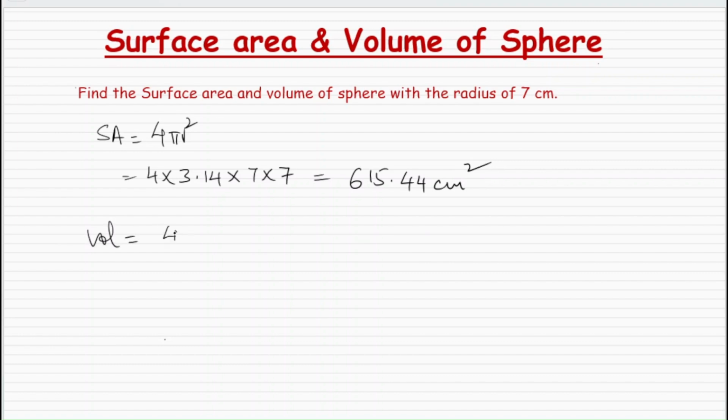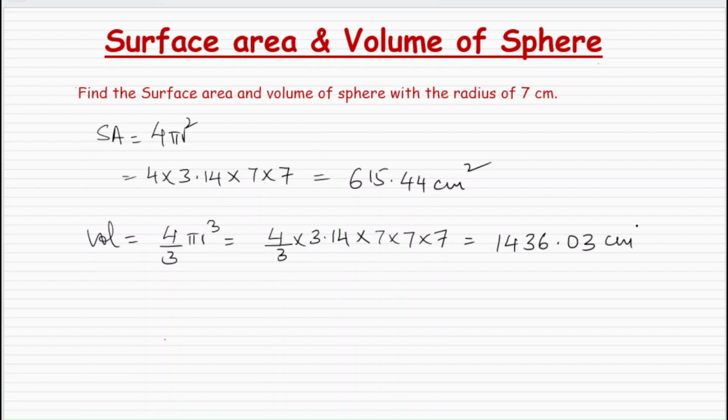What about the volume? The volume formula is 4 over 3 pi r cube. So 4 over 3 times 3.14 times r is 7, so 7 times 7 times 7. When you multiply all these numbers and divide by 3, the final answer comes out to be 1436.03 centimeter cube. Note that the surface area is in centimeter square, but the volume is in centimeter cube. Areas are always in square units and the volume is always in cubic units.